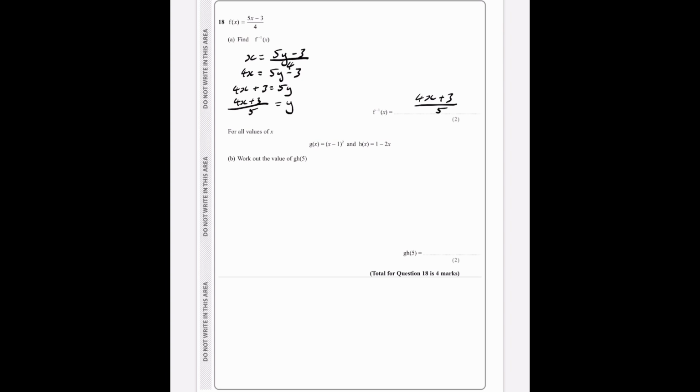For b, we want to find the value of g of h of x. Rather than constructing the function g of h of x, I'm just going to substitute 5 into h, and then get negative 9 out, substitute negative 9 into g, and that will find g of h of 5, which is 100 in this case.